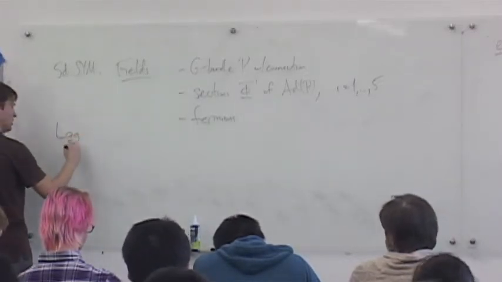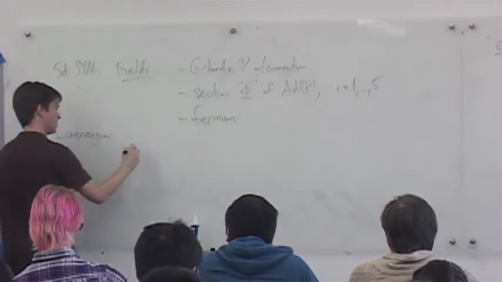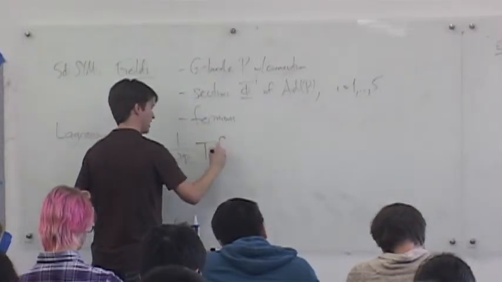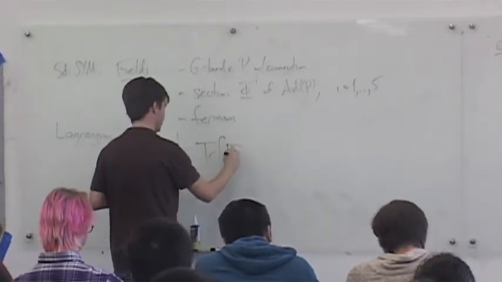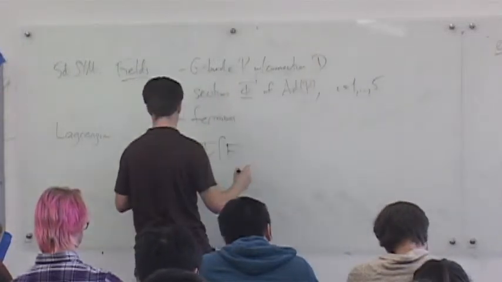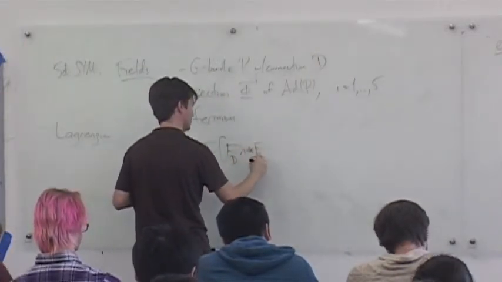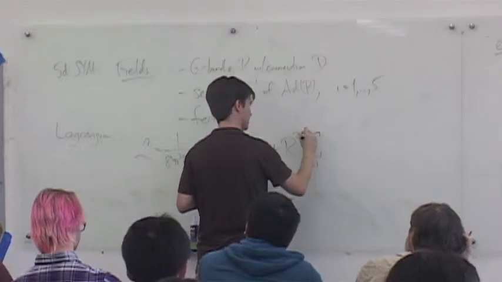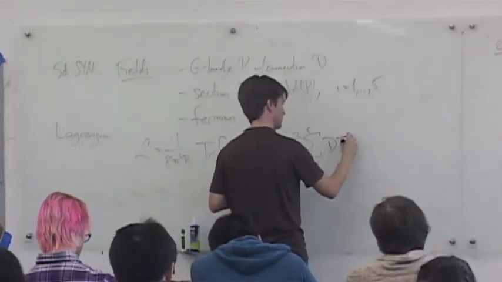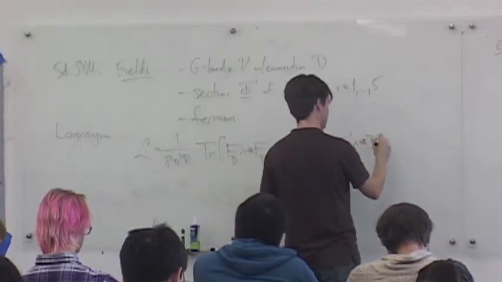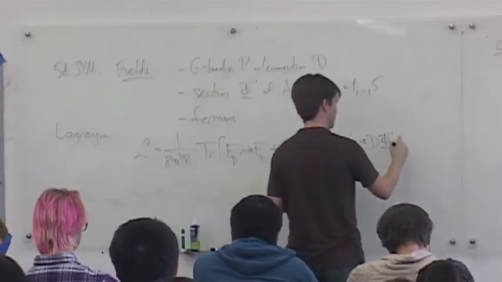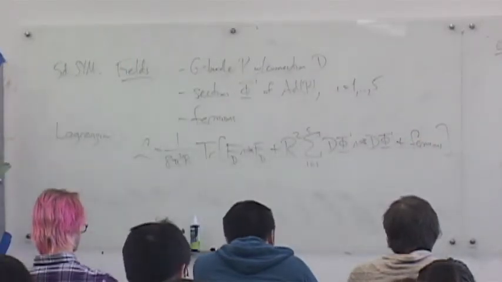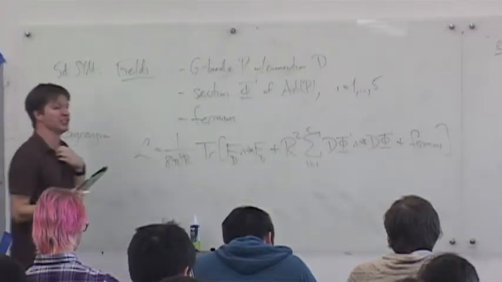And what is the Lagrangian? Here's the Lagrangian. It's the trace of, okay, we have a G bundle with connection, so let F be the curvature of that connection. Let's call the connection D. F_D wedge star F_D plus R squared, sum I equals 1 to 5, d phi I wedge star d phi I, plus fermions. Okay, there's the Lagrangian. So, one reason I'm writing this Lagrangian is to emphasize something.